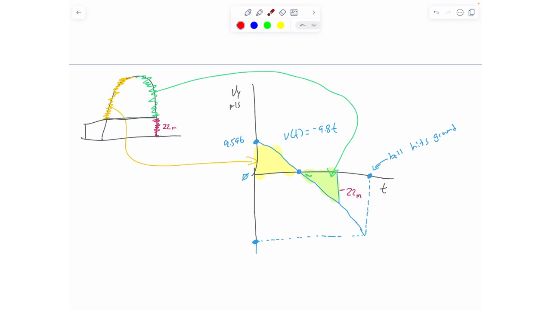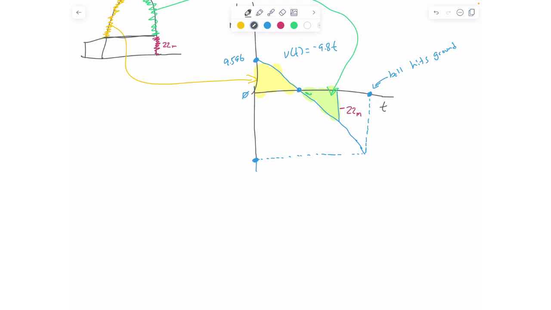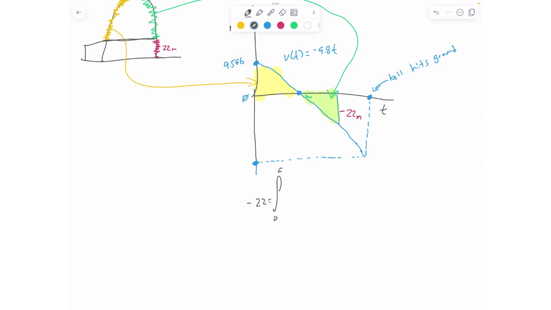So now we have a calculus problem, an integration problem. So we can say negative 22, that area, is equal to the integral from time equals 0 to a. I don't know what a is. This is what we're looking for. Right here, that's a. Of the function, oh, I didn't finish my function up here. Negative 9.8t plus our initial conditions, 9.596. That's the whole function.